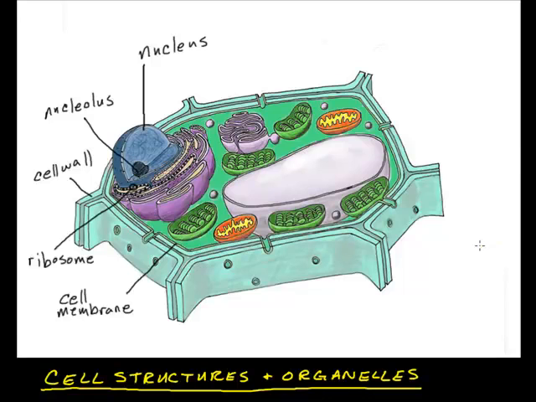Okay, continuing our discussion of the organelles of a cell. We already talked about the nucleus. It controls the cell, basically. The ribosomes make proteins, the cell membrane is selectively permeable, and the cell wall provides structural support and basically protection from being crushed by other cells. So let's continue down our list.